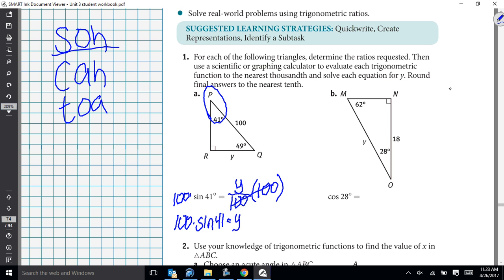So get your calculator out. I have 65 points. Too much math. Yes.